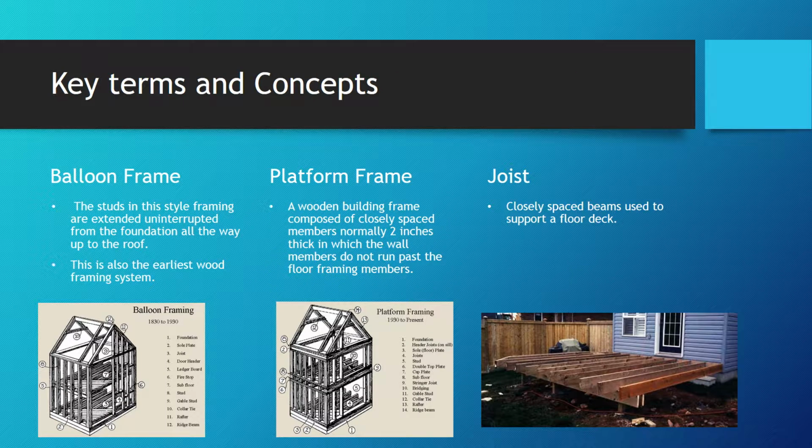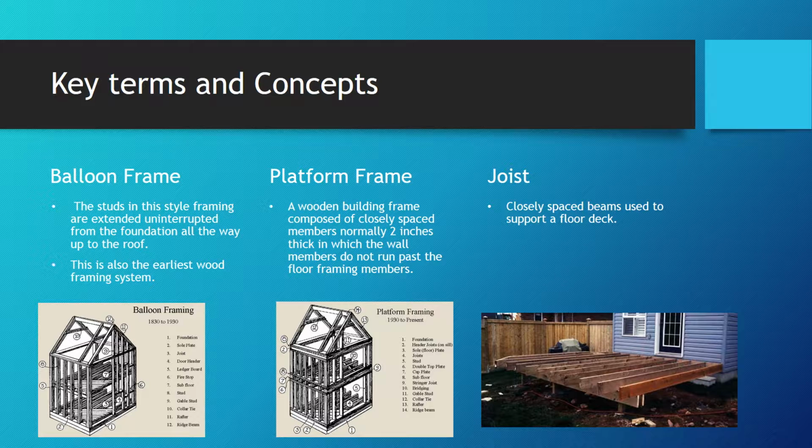And just a couple key terms and concepts here. So I did the definition, and then I put the pictures for how they are and how they go and where they are and all that. So we'll start with the balloon frame here. The studs in this style of framing extend uninterrupted from the foundation of the wall up to the roof. This is also the earliest wood framing system, and then they have the numbers showing where they are, and that's the balloon framing on the bottom left there.